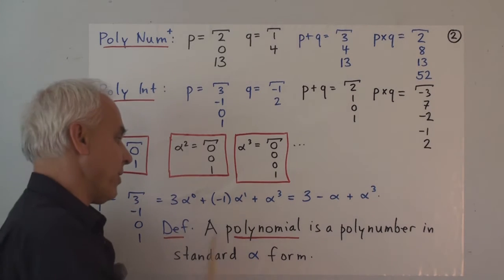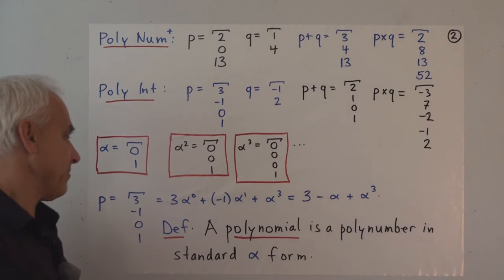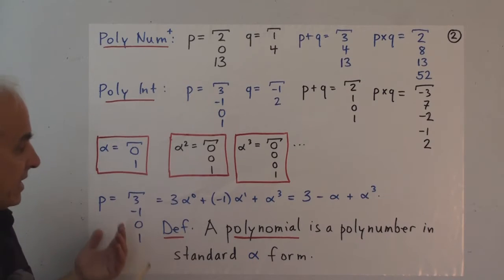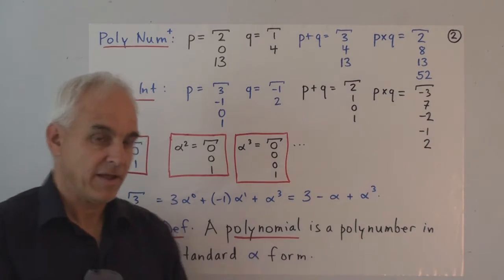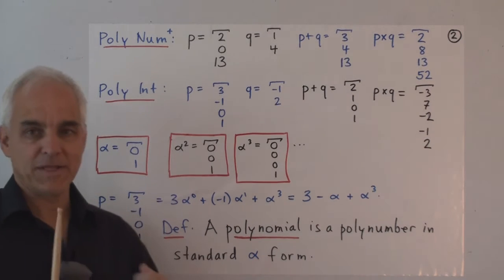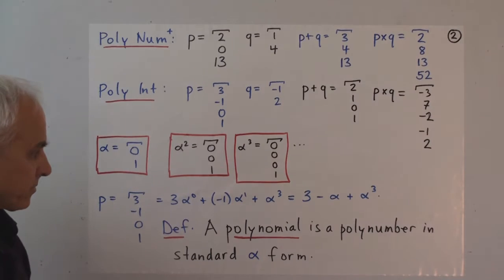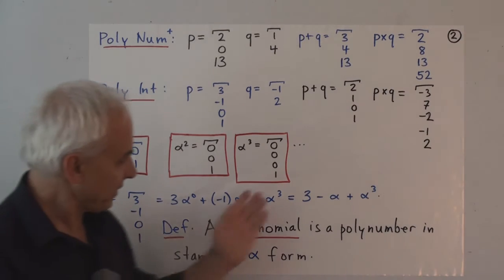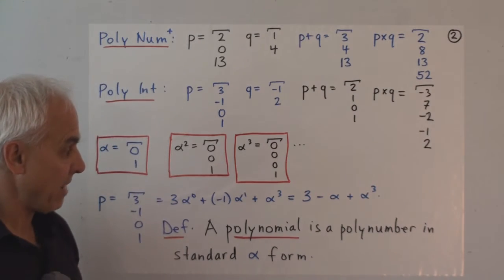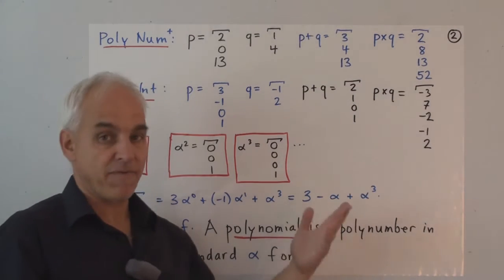And we eventually agreed that we would relax our notation. So this polynumber here has another name. This is the standard alpha form for this polynumber. It's just another way of writing down the same mathematical object. And now it turns out that this is, well, rather familiar to anybody who's done high school or college mathematics. It's a polynomial in alpha.